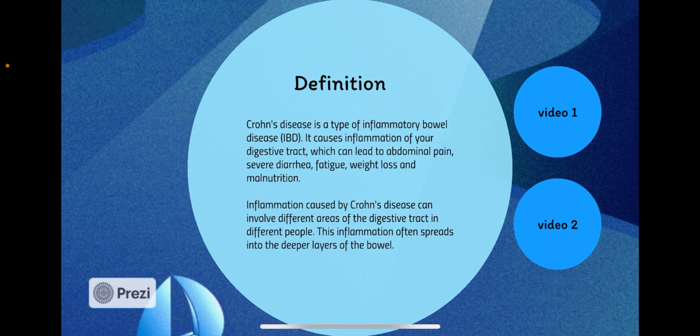The definition: Crohn disease is a type of inflammatory bowel disease. It causes inflammation of your digestive tract, which can lead to abdominal pain, severe diarrhea, fatigue, weight loss, and malnutrition. Inflammation caused by Crohn's disease can involve different areas of the digestive tract in different people. This inflammation often spreads into the deeper layer of the bowel.